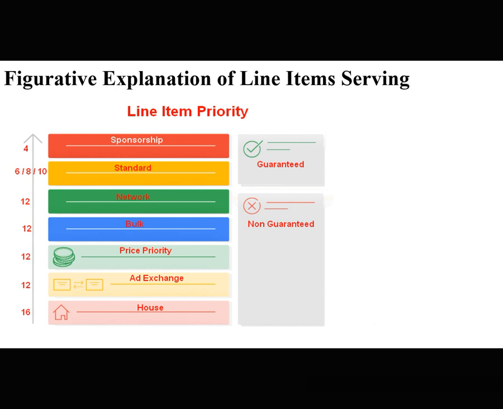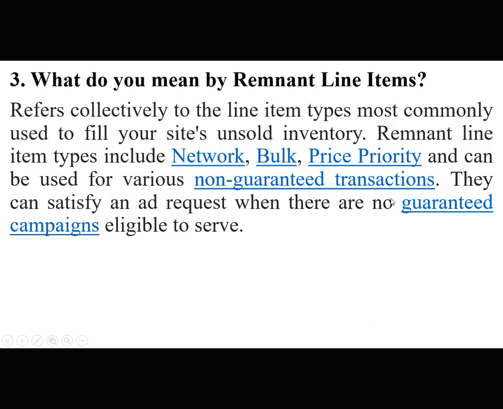And house is basically the backfill. Backfill means if there are no ads available on all these line item priorities, sponsorship, standard, network, bulk, price priority, ad exchange, then house items will run, which are generally a backfill to minimize the unfilled impressions, which are generally built under Google Ad Manager.